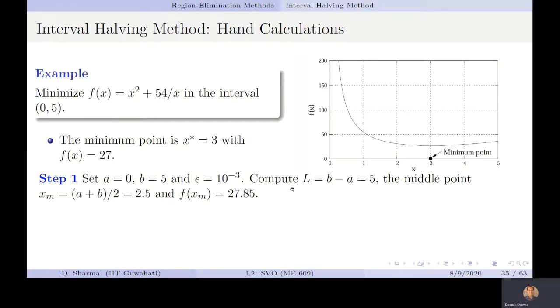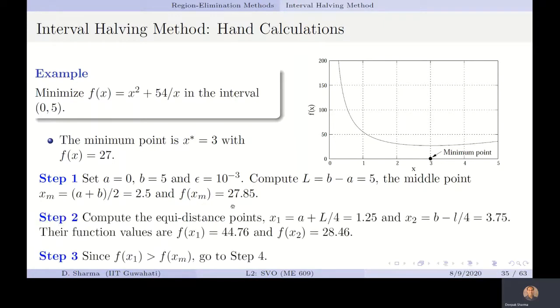Thereafter, we say compute L is equal to b minus a, which is currently 5, and the middle point. So the middle point is given as a plus b divided by 2, which is 2.5. Now we'll calculate the function value at xm, which is 27.85.